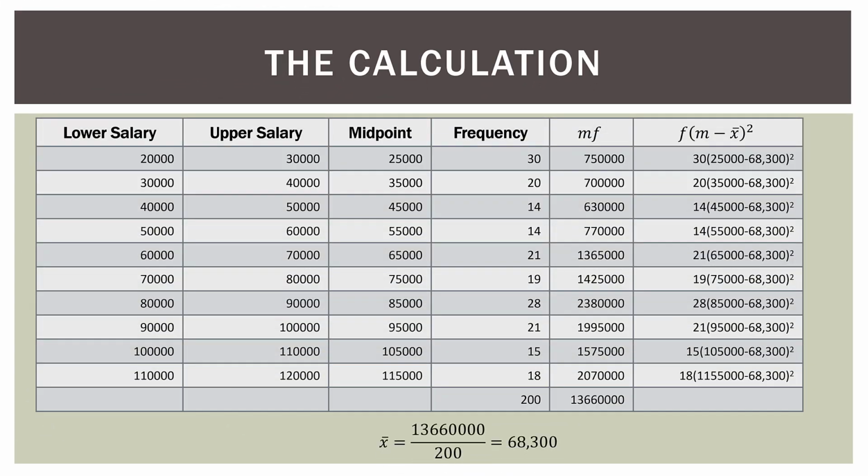I'm not going to go through every row, of course, but you can see here in the right-hand column, this says f times m minus x bar squared. Remember, multiplication can go either way, so the f can be at the beginning or it can be at the end. It doesn't matter. So here we have 30, which is our frequency, times the squared difference, the squared deviation between the midpoint, in this case 25,000, minus 68,300, which is the overall mean that we found in the previous video.